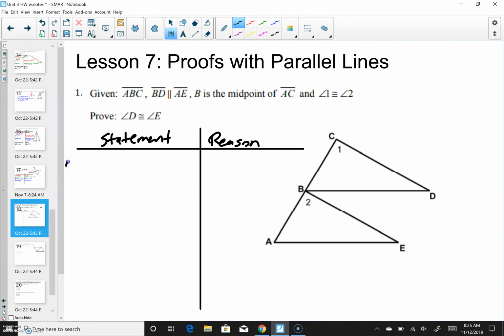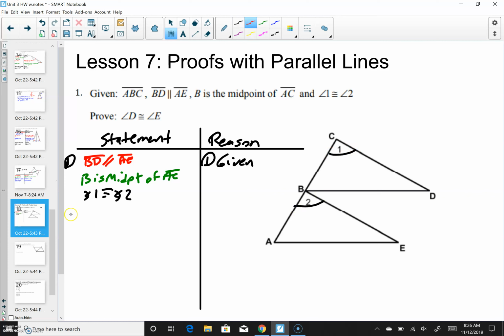It's usually a pretty good giveaway that we are going to be working with CPCTC at some point. So in that case, we're going to try to prove those two triangles are congruent. So we've got BD parallel to AE. We have B is the midpoint of AC, and then we have angle 1 is congruent to angle 2. Since that one is all done for us, I'm going to mark that one and move on. Next piece is our parallel part.